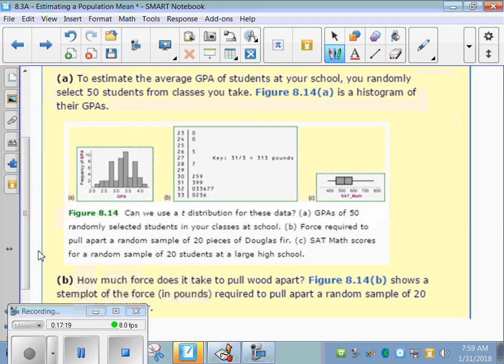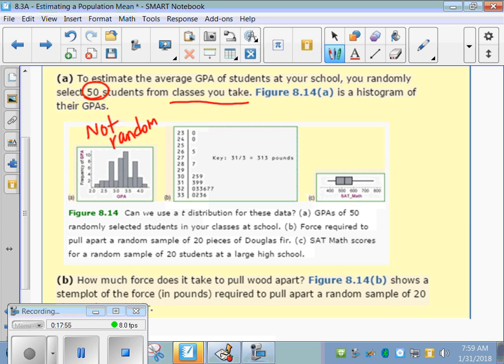All right, let's see if our conditions are met. So random, 10%, large counts. So this first one, we're estimating the average GPA of students at your school. You randomly select 50 students from classes you take. Do we have a random sample? No, we don't have a random sample because you're sampling from classes you take, right? Not all classes. So this first one, it doesn't even matter what the graph is. We don't have a random sample, so it's missing that.